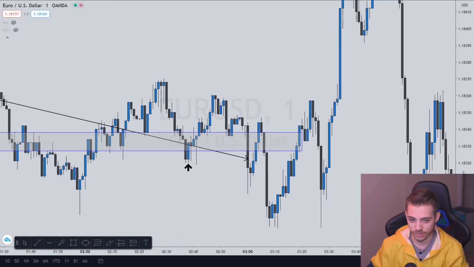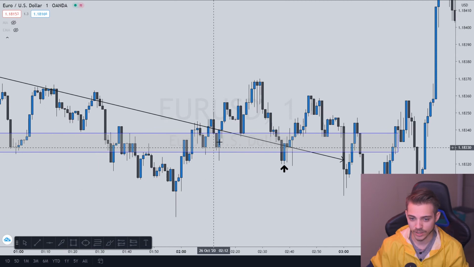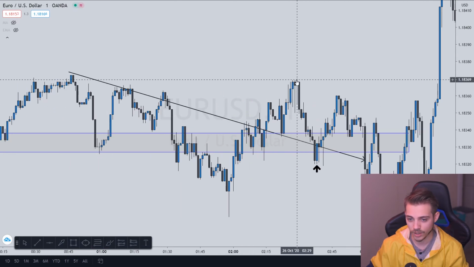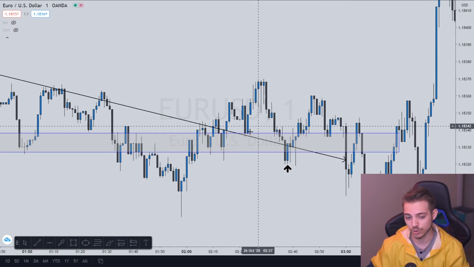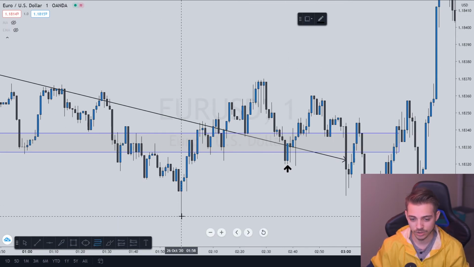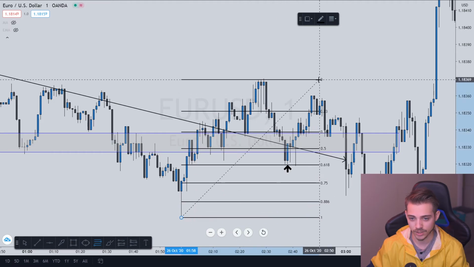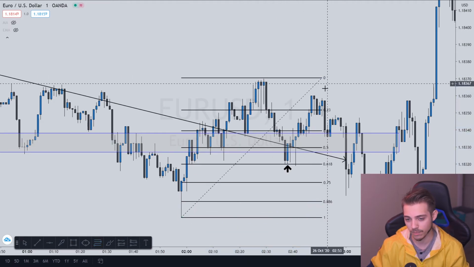So now that we're on the 1 minute time frame, you can see how price broke the trend line, how we're going up, and then price retraces. As soon as I notice that price is starting to retrace, I grab my Fibonacci tool and go from low to high, because we are now in an uptrend in my opinion.